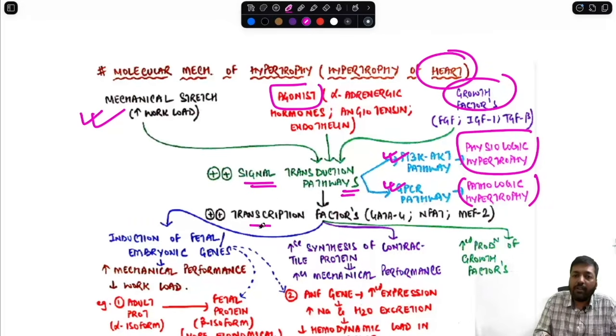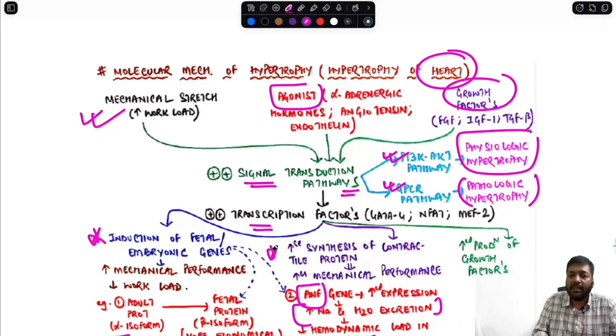They are going to stimulate transcription factors like GATA4, NFAT, MEF2, which is going to induce fetal or embryonic genes. Now these fetal and embryonic genes increase the mechanical performance or decrease the workload. How? For example, the adult protein alpha isoform will be converted to a fetal protein beta isoform, which is more economical. Secondly, there's an increased expression of the ANF gene, which leads to increased sodium and water excretion, thus reducing the hemodynamic load on the heart.